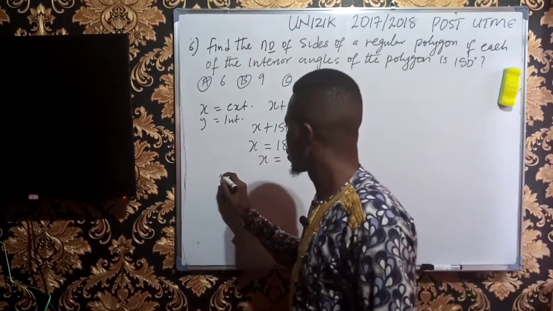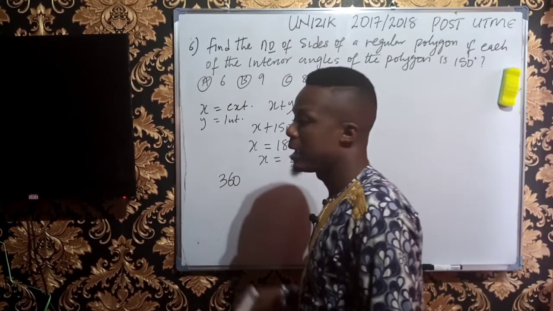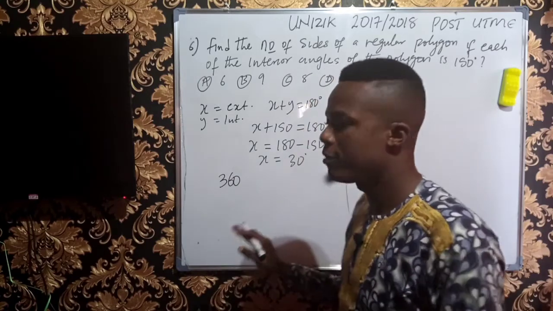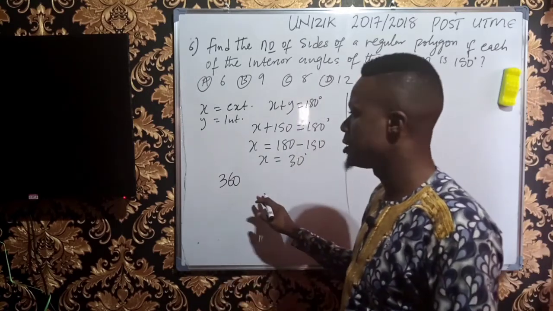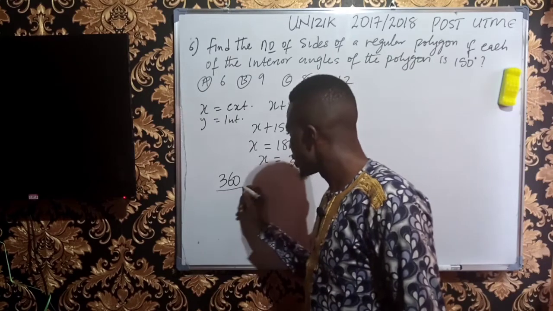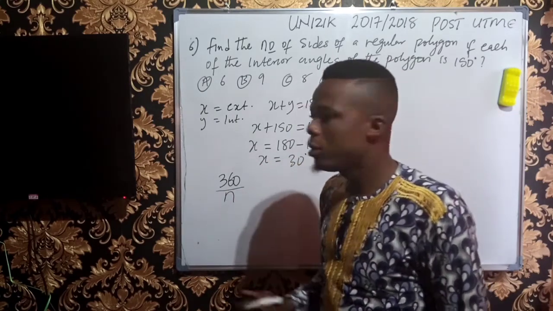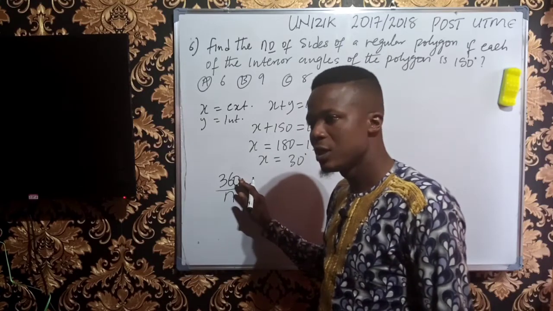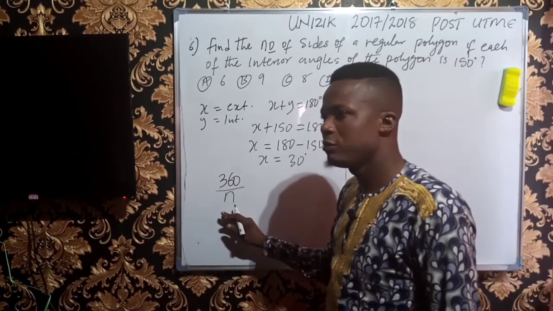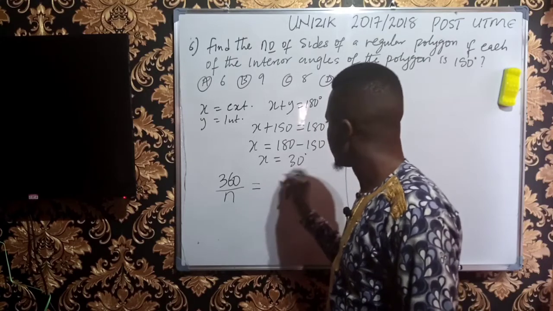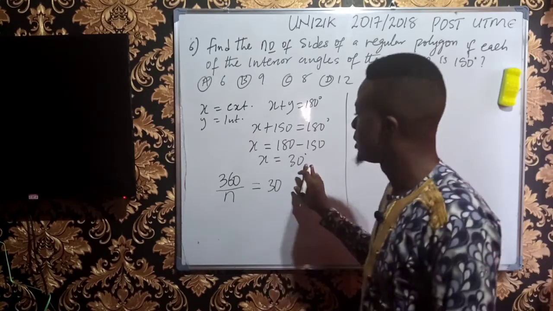And you should know that the sum of the exterior angles of every polygon is 360 degrees. Then if you want to get each of the angles, it means you are dividing by the number of sides. The sum of all the angles is 360. So each angle is now 360 all over n, equal to 30, because each angle here is 30 degrees.